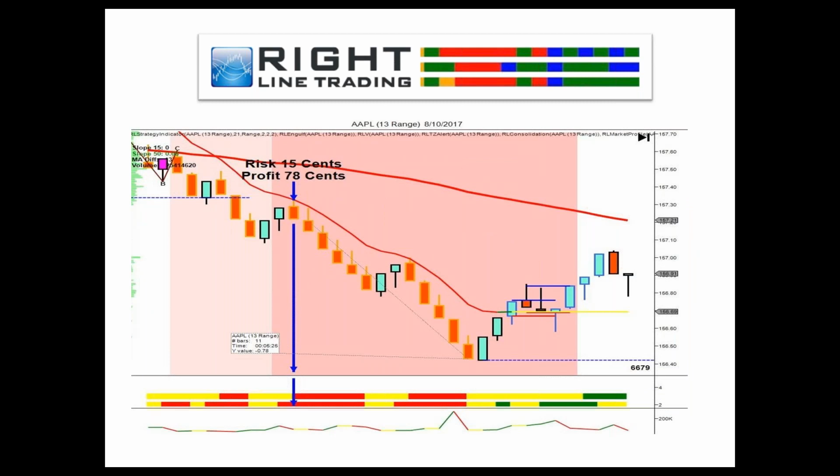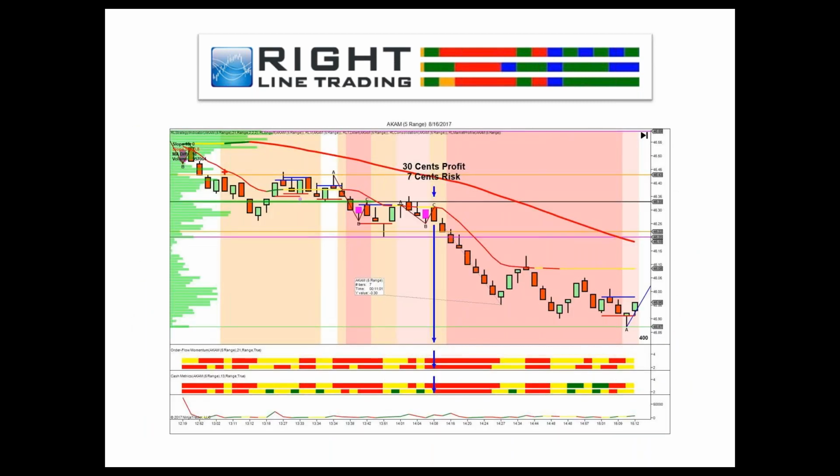Apple, always with the multi-time frame alignment. Here's Akamai. It's a C candle entry. Again, everything aligned. It's not a huge winner, but the risk to reward is extremely good. Right here, on 7 cents of risk, you would have to get 4 losers, and you still wouldn't even eclipse the money you made in this one winner.